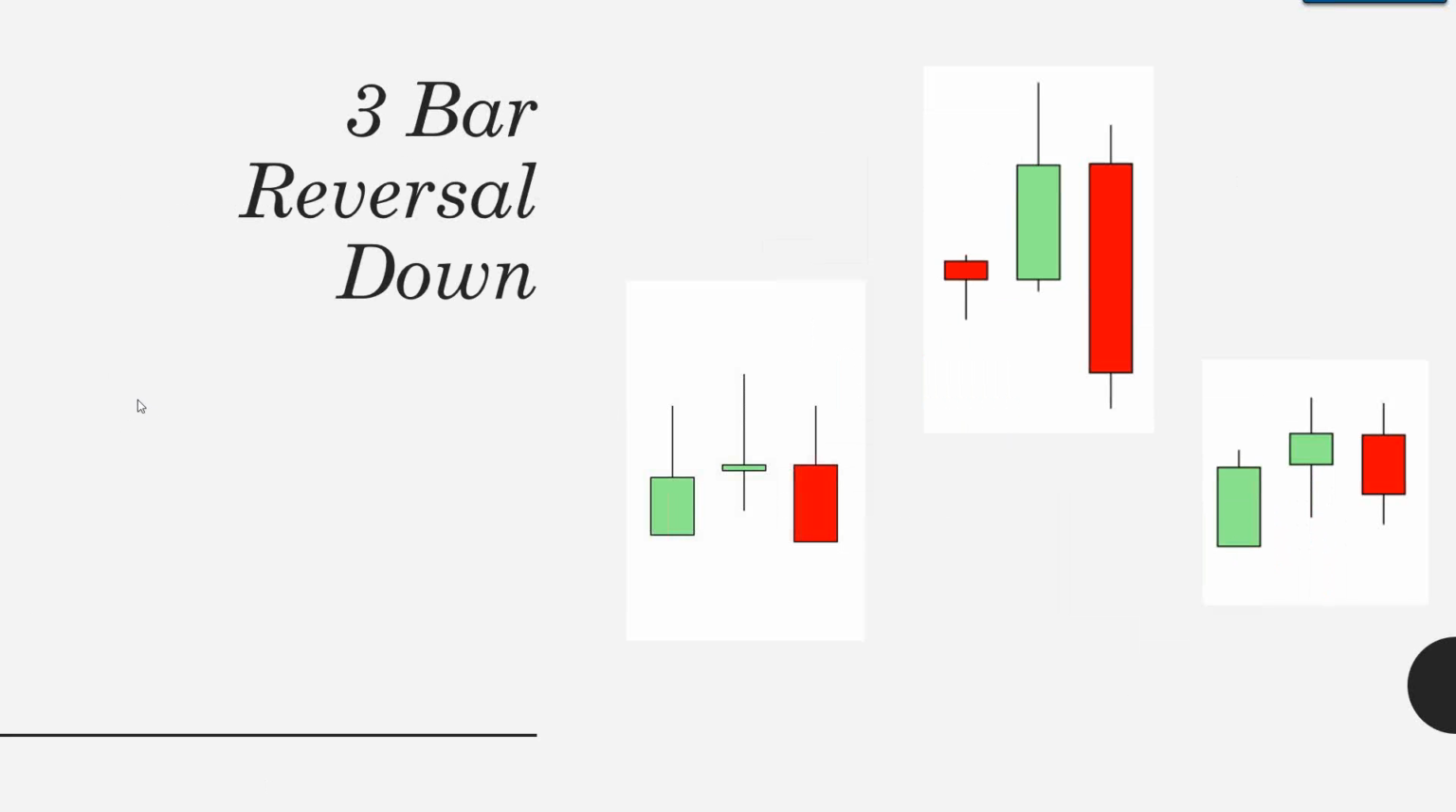A 3-bar reversal to the downside is when the middle bar makes a high and then the next bar closes below the low of the middle bar. This is a pivot formation to the downside. More than likely, the next bar will be down. Now, you can see that here you have a stronger formation as it closes significantly below the low of the middle bar. And then you have a very weak pivot bar. All three of those can push price down.